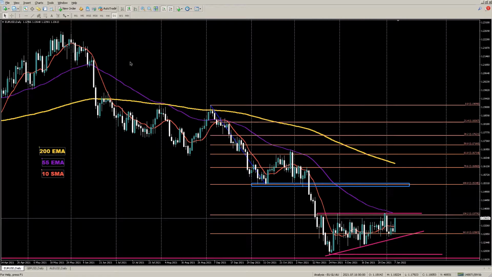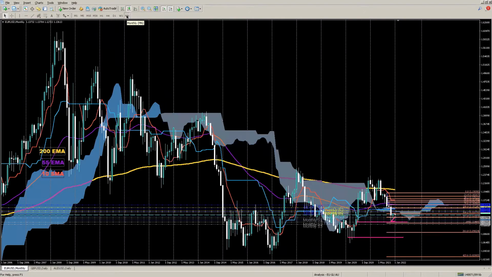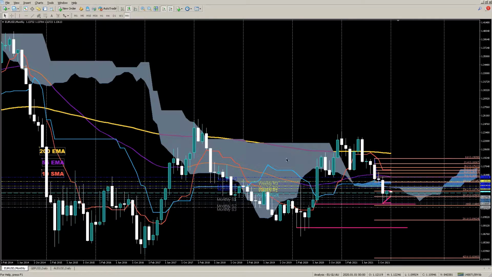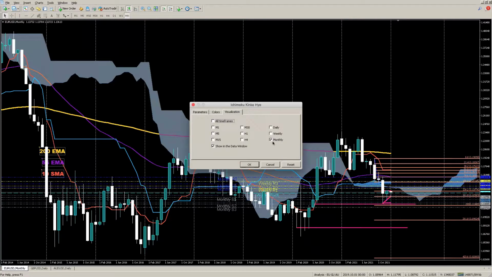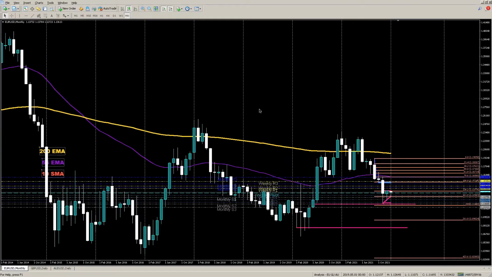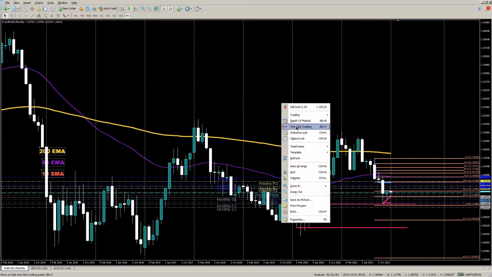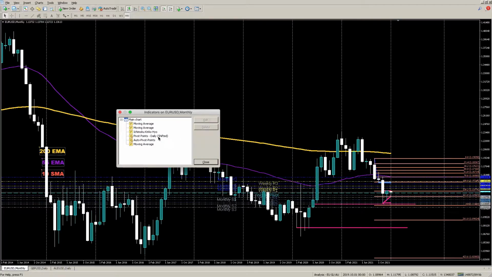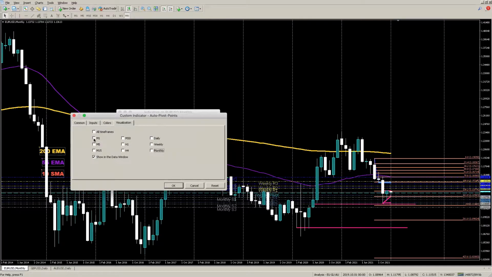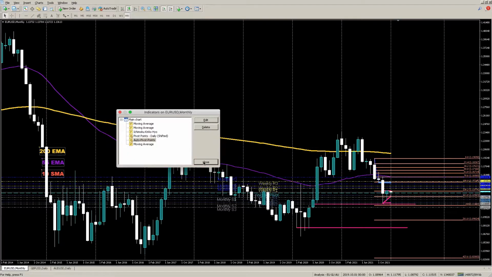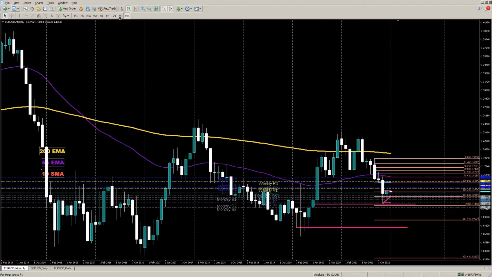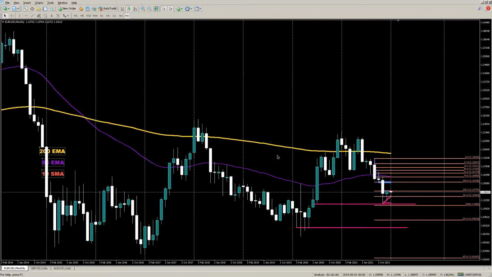All right, let's see if we can spot anything on the monthly time frame here. I do have the Ichimoku set up here. Let me just move it away, and also the weekly and monthly pivots. Let's move that aside for now. So this is the monthly time frame.